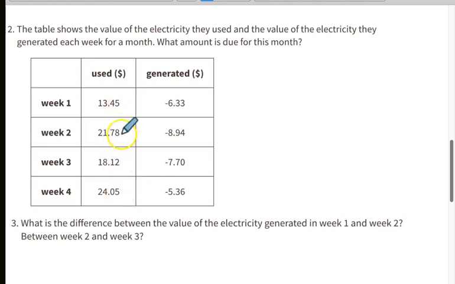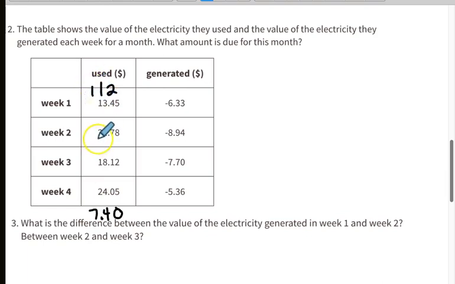So 13, 15, 20. So 0, 6 and 7's 13, 14. So 4, 5 and 8 is 13, and 4 is 17.